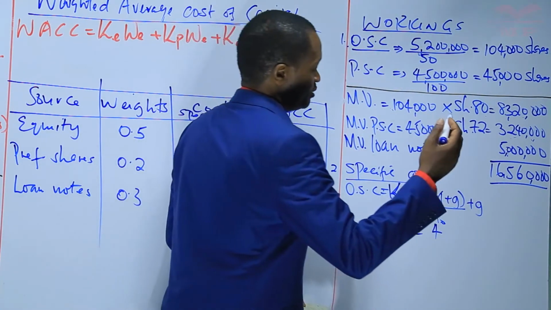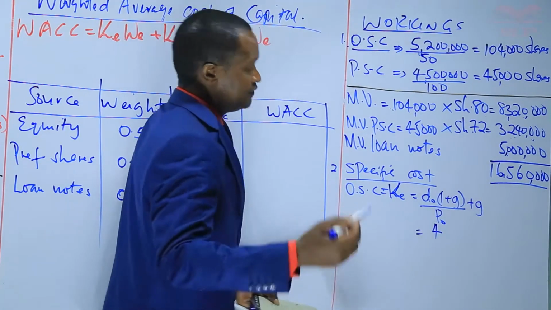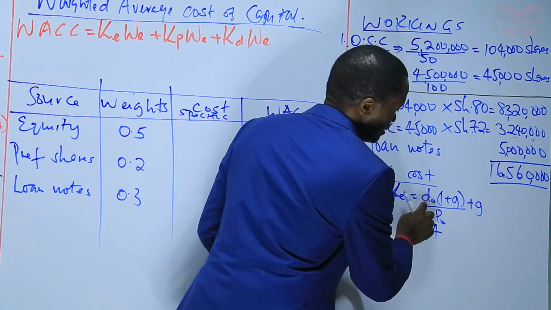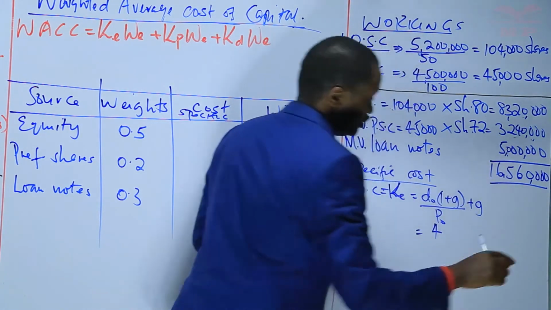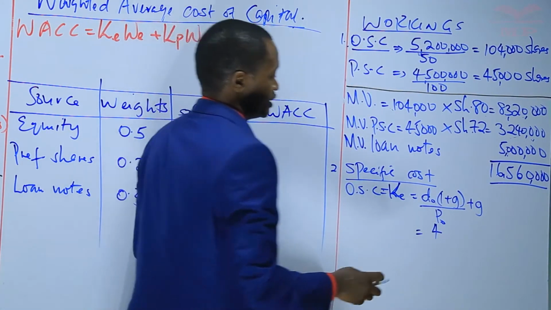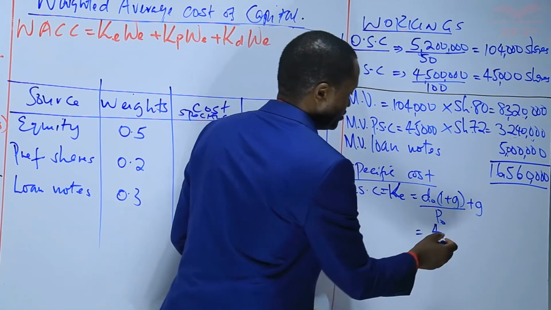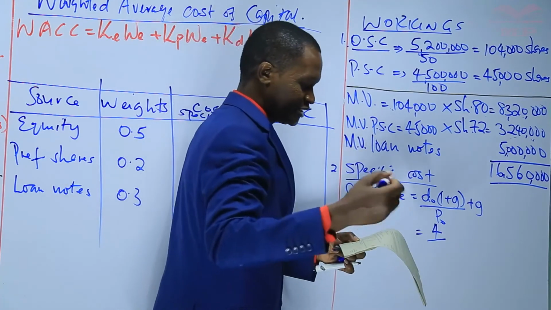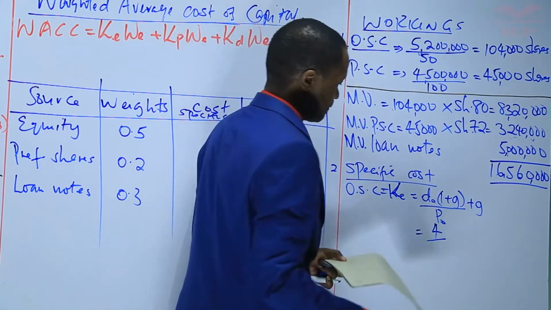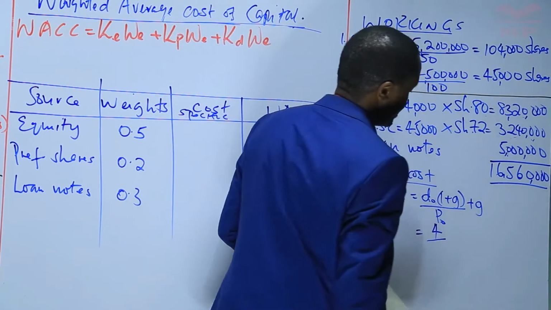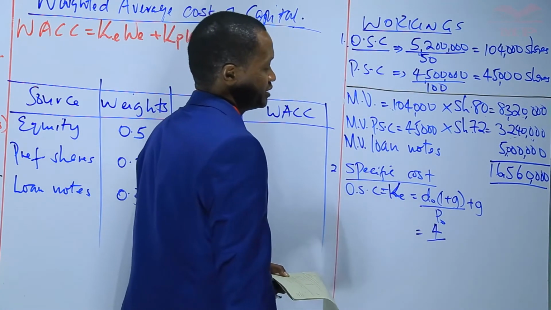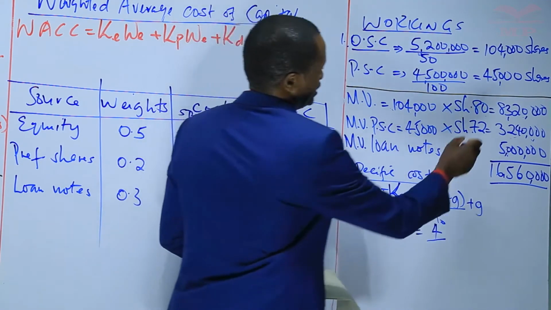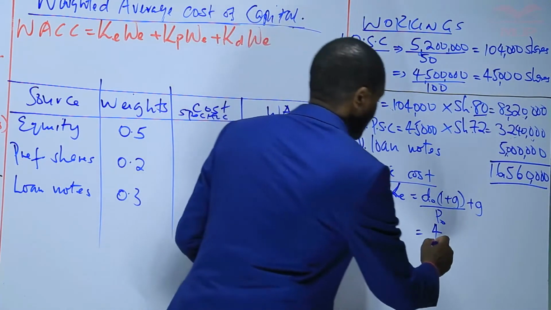Where you've not been provided with the expected dividend, then you will have to grow the current dividend by this factor, 1 plus G. So that is the expected dividend we read from the question. Note number 1: shareholders expect a cash dividend of 4 shillings per share. Then P naught is the market price per share. The market price per share, we know it, is 80 shillings. We divide by 80.